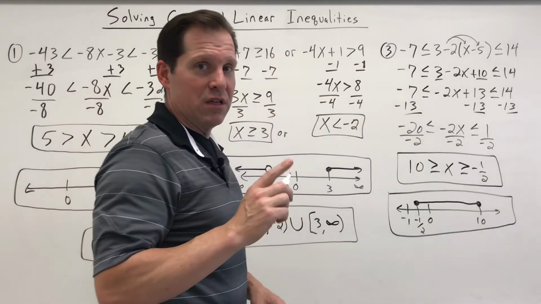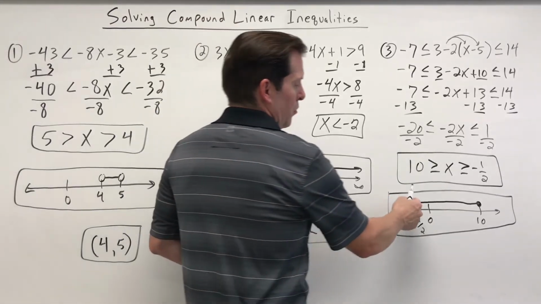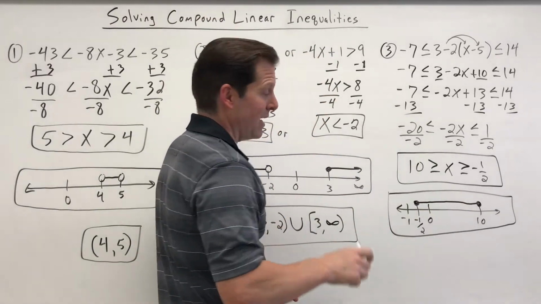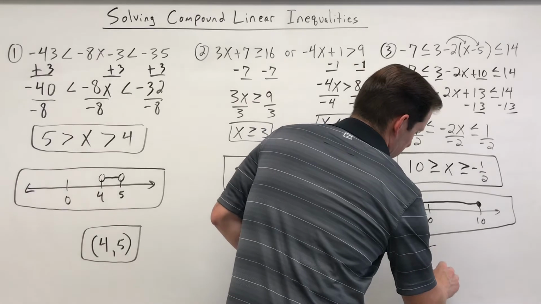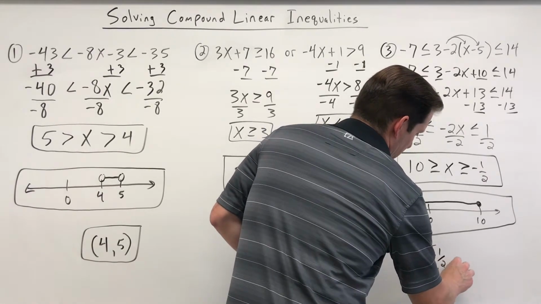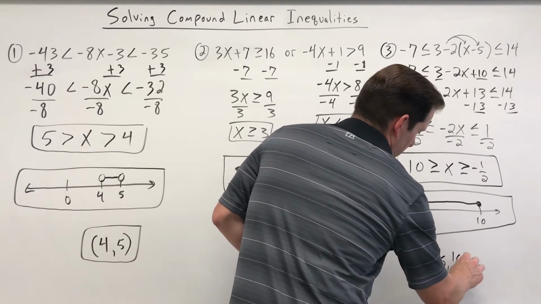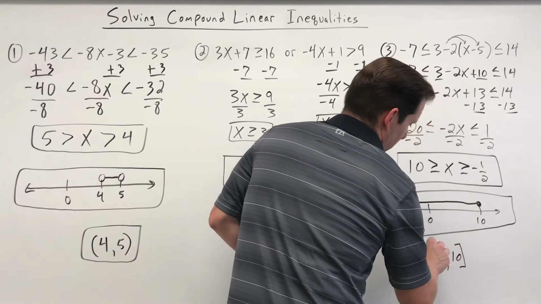So now let's go ahead and put this in our interval notation. Both of these values are included, so they're going to be brackets. So negative 1/2, comma, 10 with a bracket.